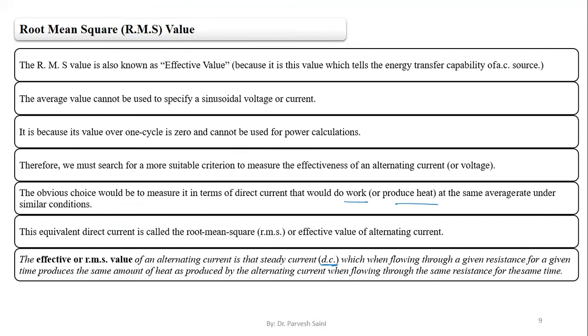That means we are comparing the two quantities on the basis of the heat produced in a resistance when a DC current or an AC current flows through the same resistance for the same duration. So if the heat produced is the same in both cases, at that point we say that this value of alternating current is the RMS value of alternating current, or this value of alternating voltage is the RMS value of alternating voltage.